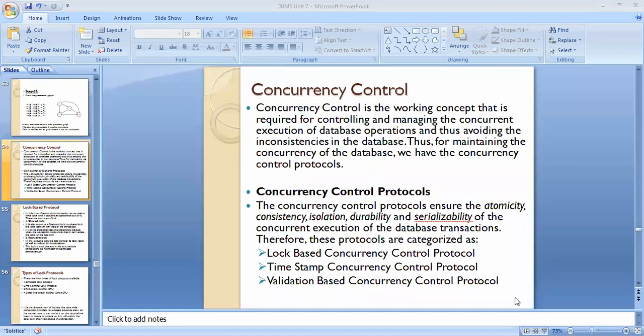There are basically three types of concurrency control protocols. The first is the log-based concurrency control protocol, then timestamp concurrency control protocols, and validation-based concurrency control protocols. Why is it required? After applying these protocols, we ensure atomicity, consistency, isolation, durability, as well as serializability of the concurrent executions of database transactions. That's why we require the protocols. Protocols in general are nothing but rules and regulations.